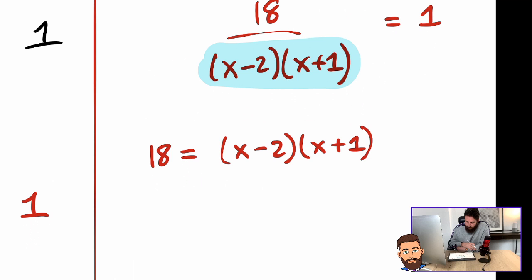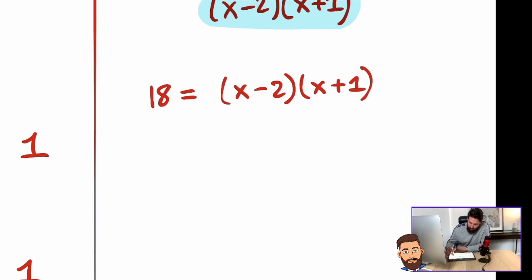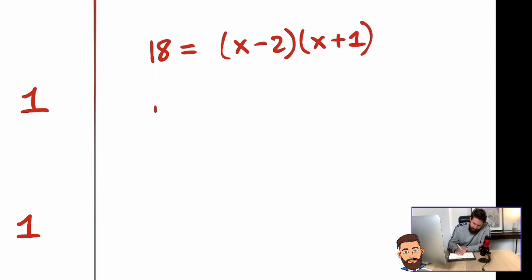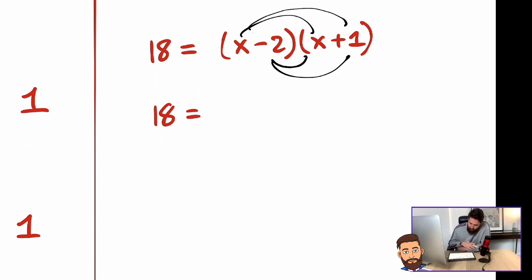So what we can do from here is expand out this bracket. So we can get 18 equals, and if we expand out here, and again, this is me just assuming you can expand out double brackets. I have done it in previous lessons. x times x is x squared. x times 1 is plus 1x, or just x. Minus 2 times x is minus 2x. And minus 2 times 1 is minus 2.